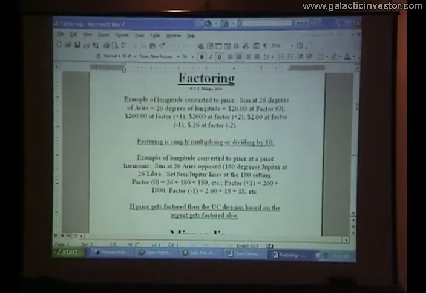So as a quick review, with factoring, I'm going to get into this concept. If a planet's at, say, the sun's at 26 degrees Aries, at factor 0, it's $26. At factor +1, we're multiplying by 10. That could be $260. At +2, it's $2,600. At factor -1, it's $2.60. Factor -2 is 26 cents. It can be any one of those. How do you know which one it is?